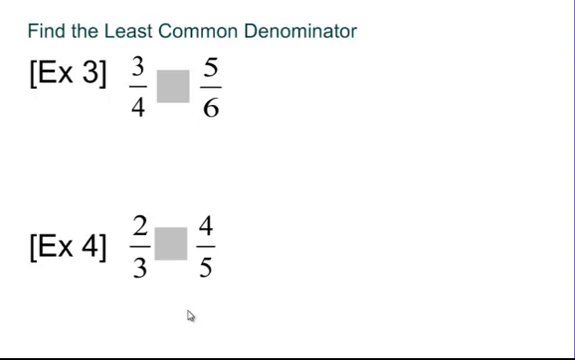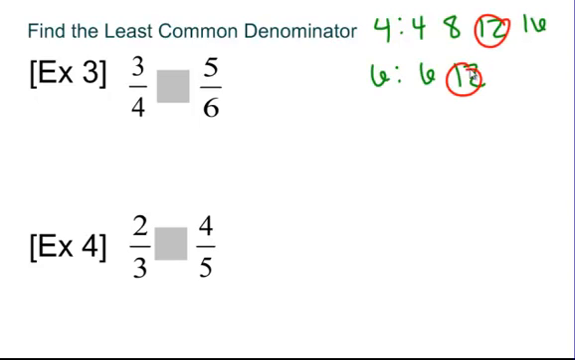Here, we're going to find the least common denominator. The least common denominator between 4 and 6, well, let's think about 4. What are the multiples of 4? Well, we have 4, 8, 12, 16. That should be about good. For 6, what do we have? 6, 12. Oh, we can stop right there because we have 12. So we know 12 is going to be our least common denominator.